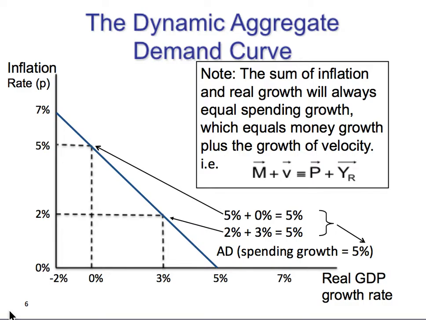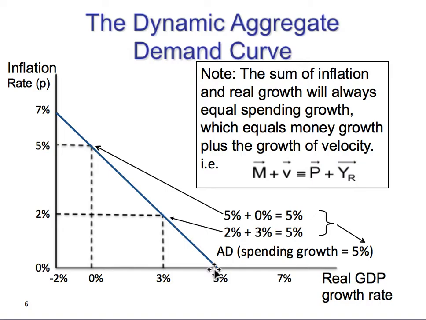Here we've got a fixed level of aggregate spending growth at 5%. On the graph, we've got one axis of real GDP growth, the growth rate in Y, and the other the inflation rate, the growth rate in P. These are all combinations along this line which add to 5, which is the predetermined spending growth rate. You can have 5% inflation and 0 growth. You can have 2% inflation and 3% growth, 7% inflation and minus 2% growth, or a recession. Or you can have 5% real GDP growth and 0% inflation.